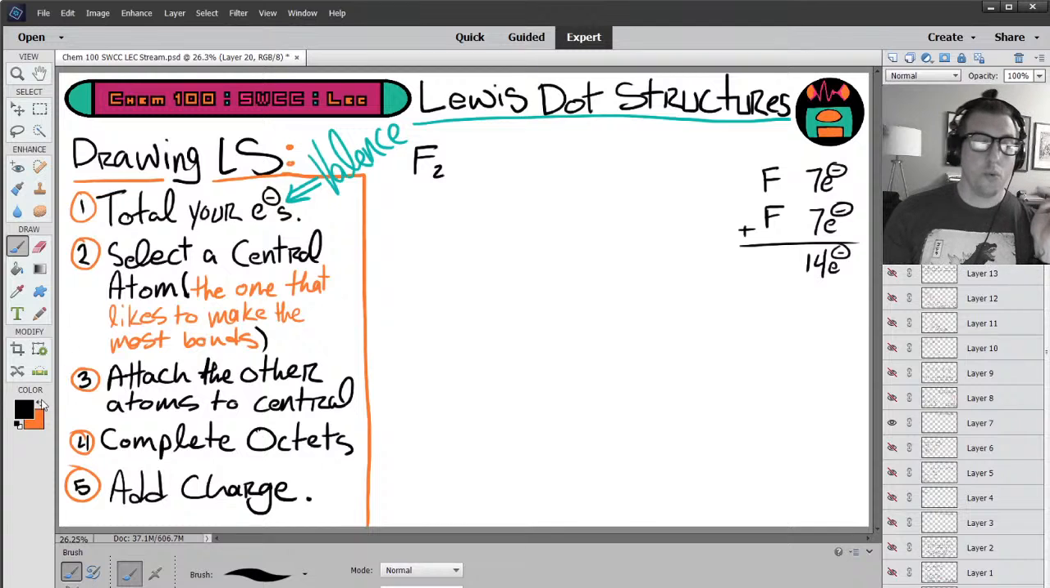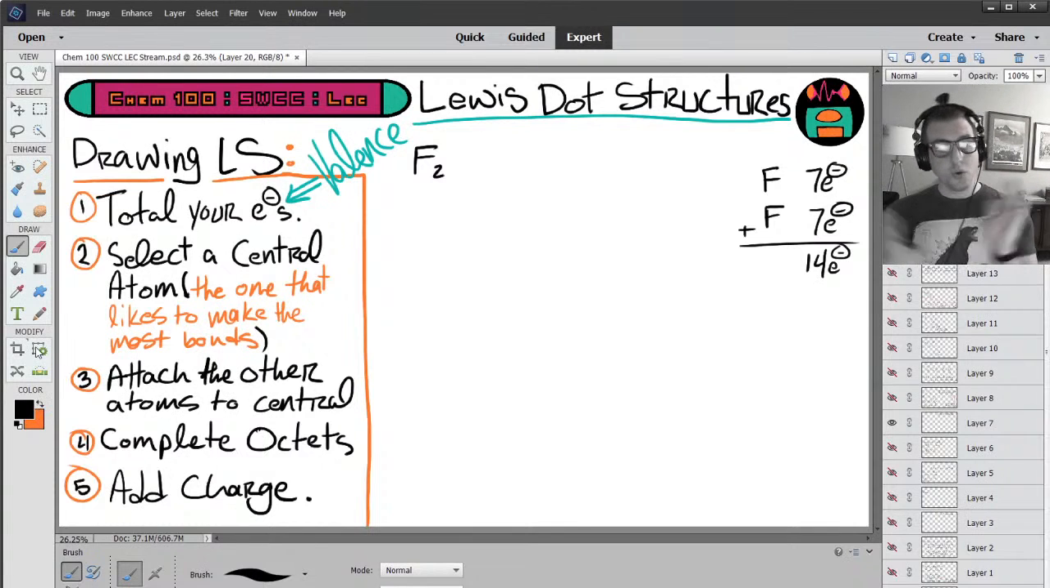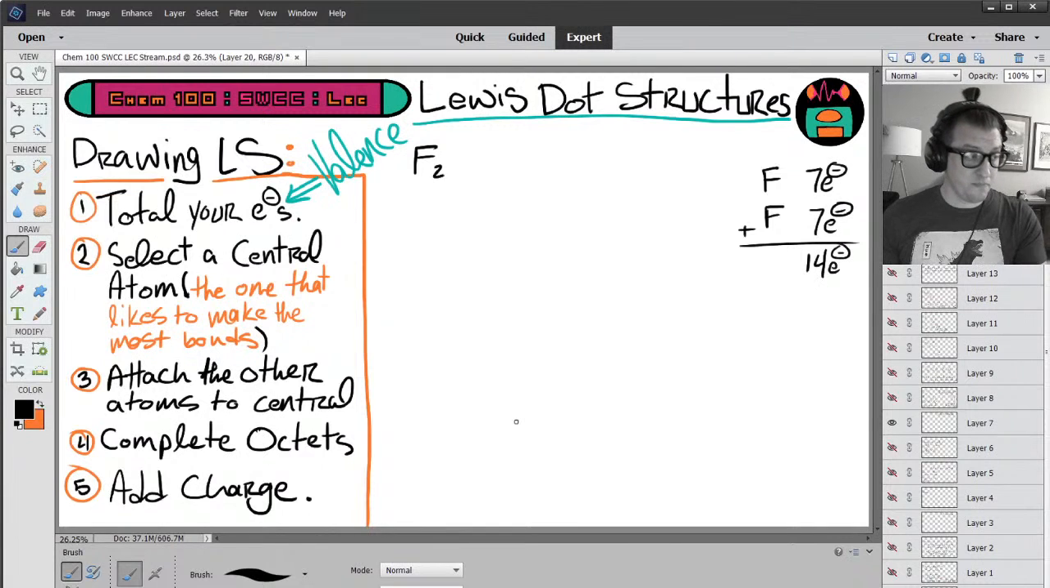Now, for this first example, we don't have to worry about step number 2 because there is no central atom. This is a diatomic molecule. There are only 2 atoms. So there is no atom in the center. So we don't have to worry about which one we pick. You just put them together. And now we need to attach them.